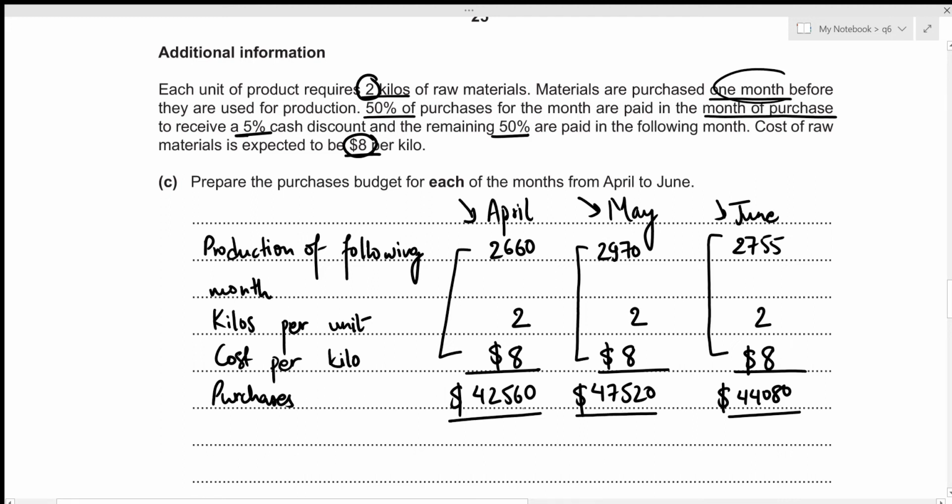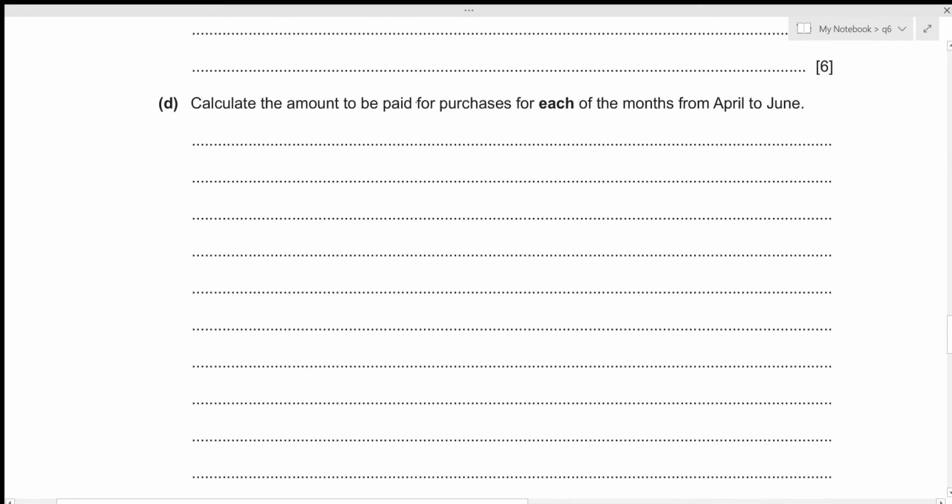Okay, this concludes the third part of this question. We can now move towards the fourth one. We now need to calculate the amount to be paid for purchases for each of the months from April to June. Okay, so that will be April, May, and June. And we are only talking about the amount to be paid for purchases.